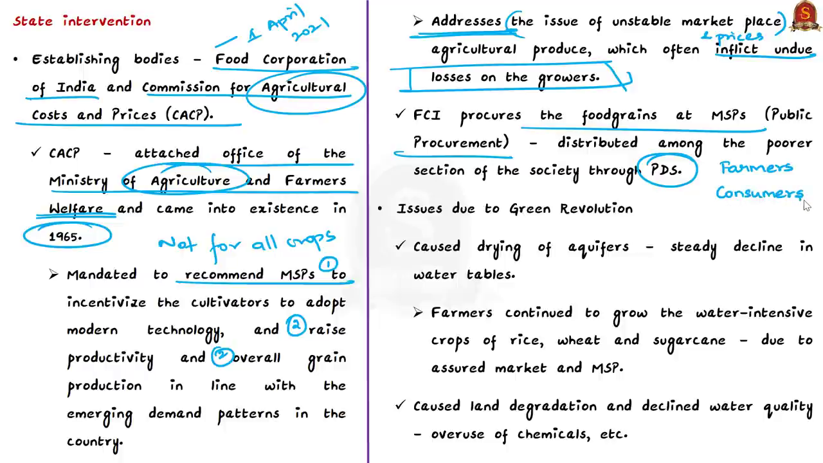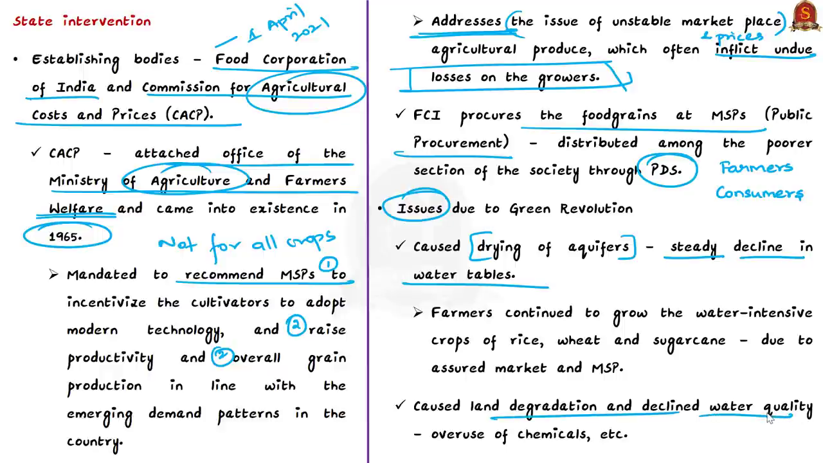That would be factually incorrect, because along with many benefits, it also carried some risks. That also increased the misery of farmers. It allegedly caused drying of aquifers. As a result, there was a steady decline in water tables. Then it caused land degradation, and there was declined water quality because of overuse of chemicals. There were also a few other issues.